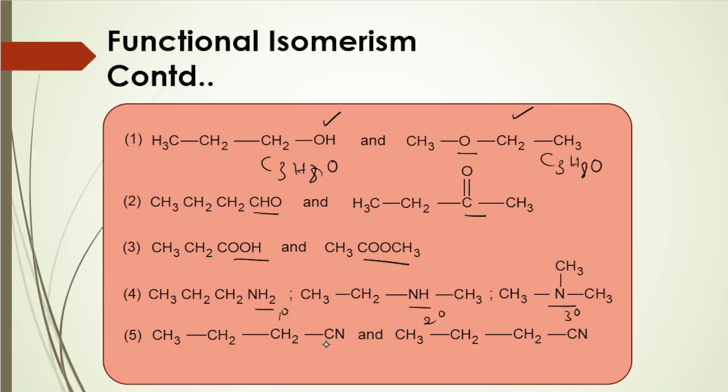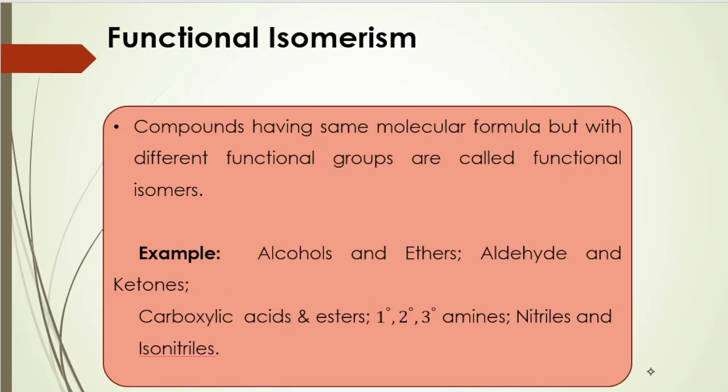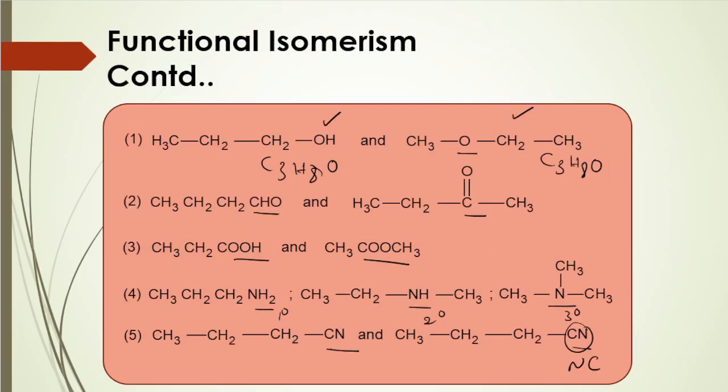What about the last one? This is nitrile, right? CN. This is isonitrile. Okay, cyan. They did not mention it. See, this is wrong actually. You have to write it as NC. So this is cyanide and this is isocyanide, cyanides and isocyanides. That's what they are saying, that nitriles and isonitriles are functional isomers with the same number of carbon atoms. Okay. Now this is all about the third isomerism.